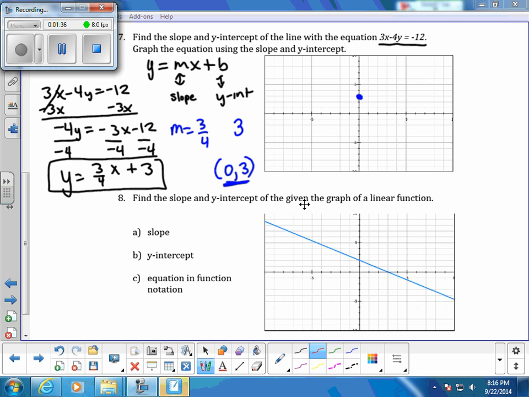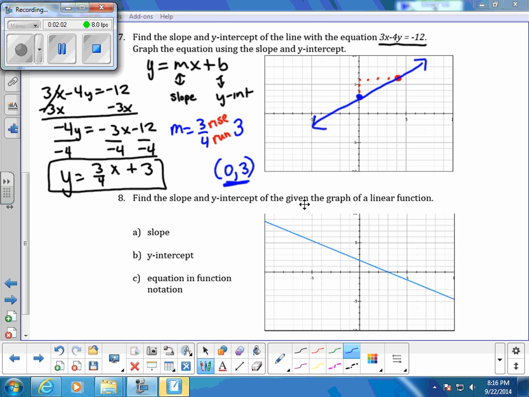And then you're going to use rise over run for our slope. So up 3, right 4. So from here, go up 1, 2, 3, to the right 1, 2, 3, 4. And then sketch your line. So this would be your equation using slope-intercept form.